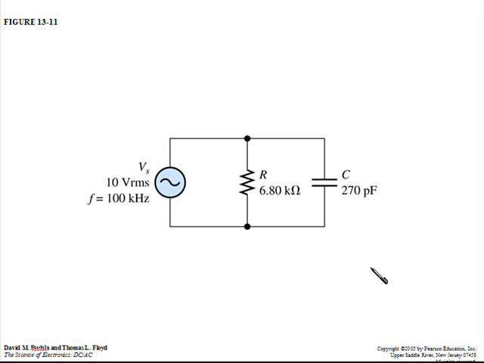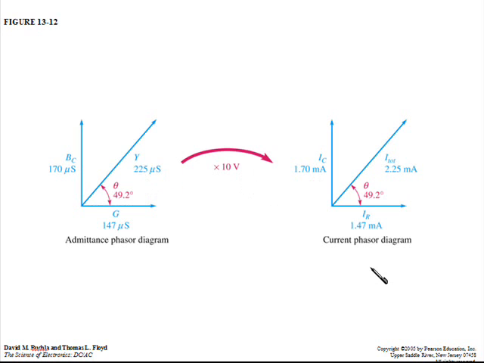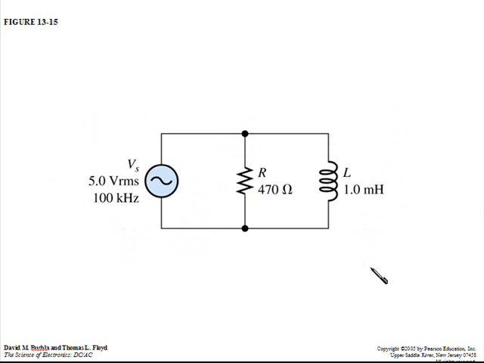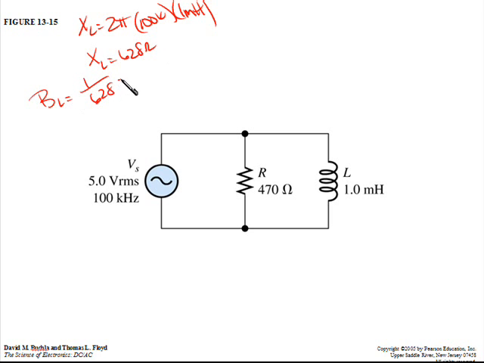Alright, let's do another problem here. R and L. So XL is going to be 2 pi times 100k times 1 millihenry. So that's going to be 6.28 times 100k times 1 millihenry gives 628. And BL is 1 over 628. So that's going to be 1.59 millisiemens.